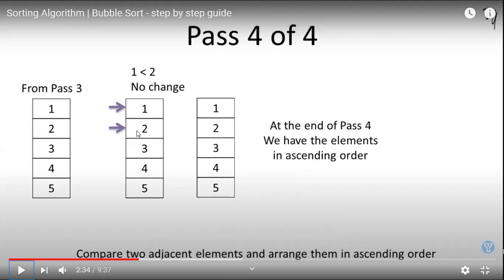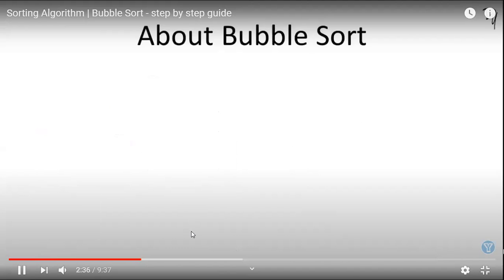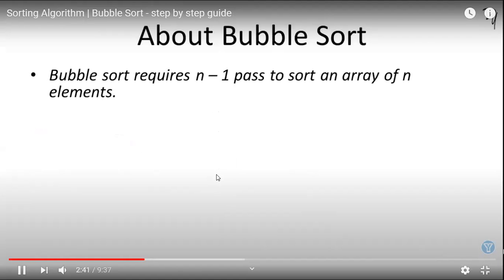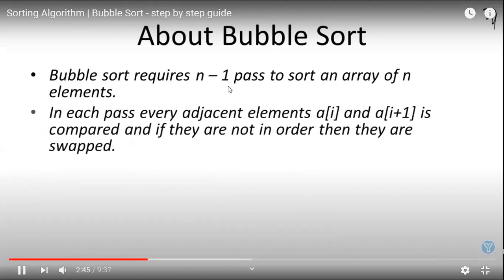Here these two values I'm comparing, and again these two I'm comparing, right? So comparisons also we have to do. And we'll see some key points about bubble sort. So just now we have seen how many passes I need: n minus 1 passes to sort an array, right? Totally n minus 1 passes, right?